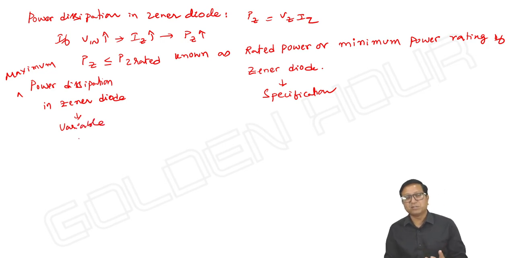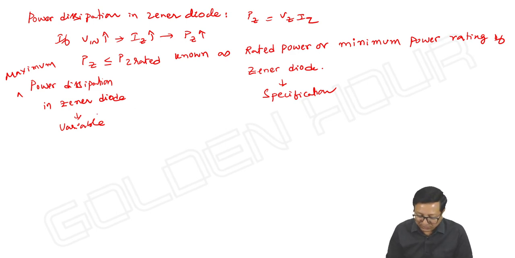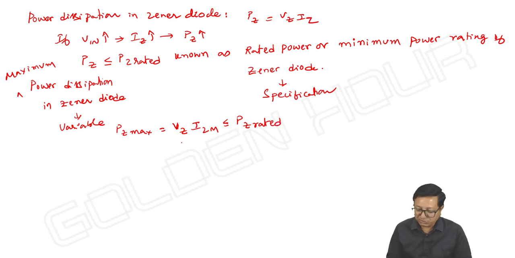And the maximum allowable value should not exceed the power rating of the Zener diode. Means there is an upper limit for the current through the Zener diode. So I can say PZ maximum is equal to VZ into IZM. There is an upper limit for this, which should be less than or equal to PZ rated, the power rating of the Zener diode, which means IZM is less than or equal to PZ rated by VZ.